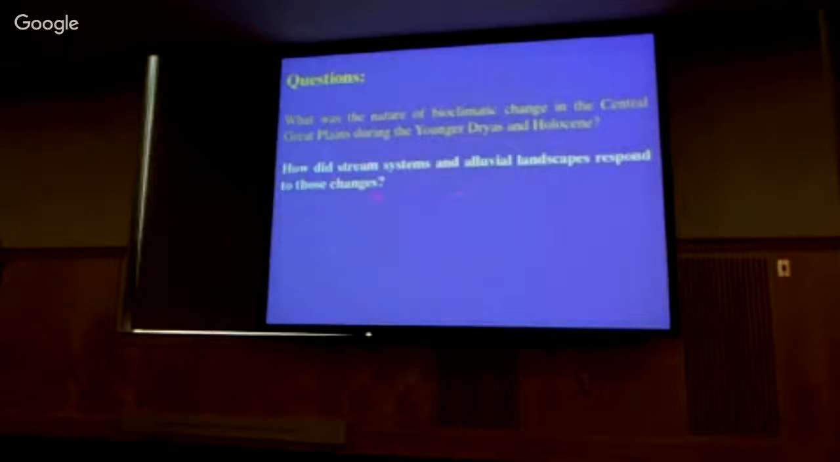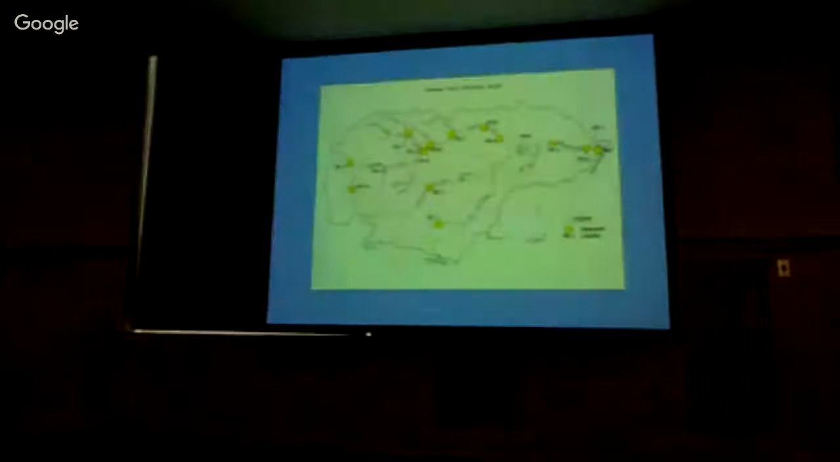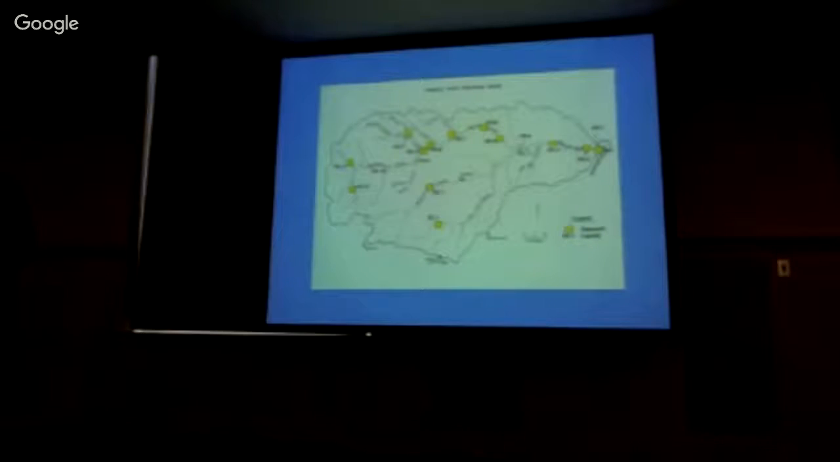So how did stream systems and alluvial landscapes respond to those changes? The approach that I take when I'm doing an analysis of the temporal and spatial patterns of landscape evolution in streams is I take a basin-wide approach. So I'll take an entire stream basin like this one. This is the Pawnee River drainage basin in southwestern Kansas.